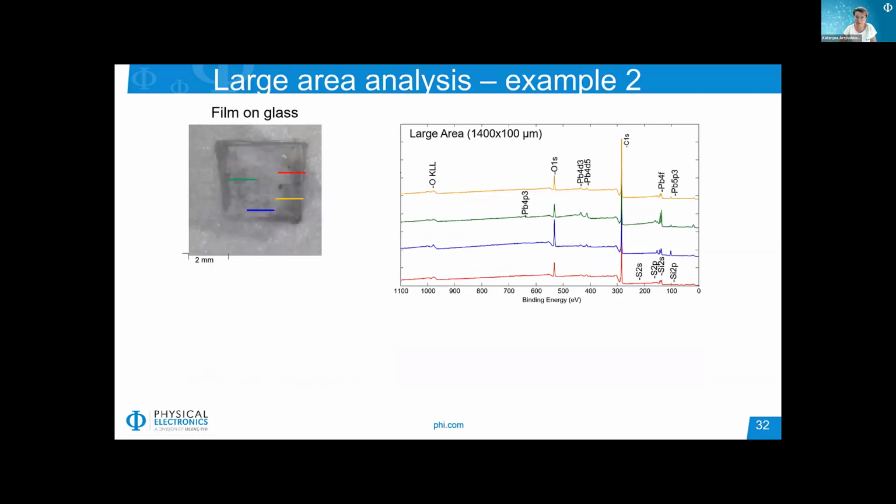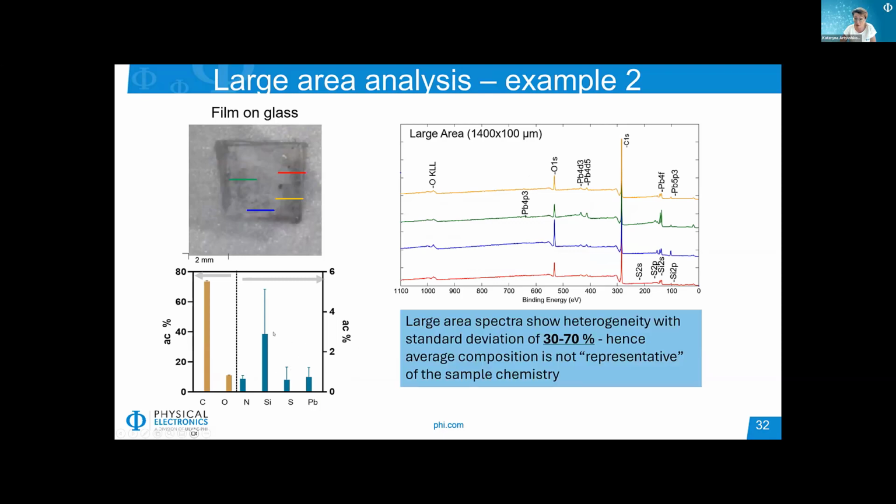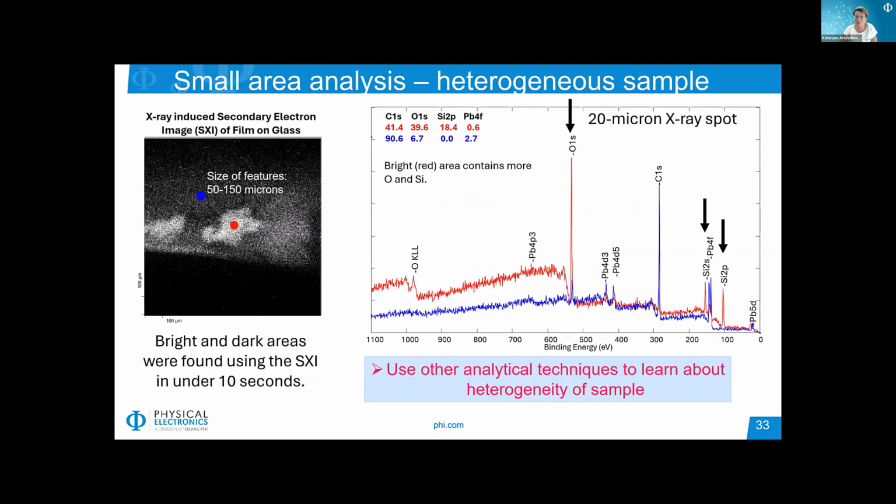Here's another example. We also have glass and we have composition. So we have carbon and oxygen and some different elements in the film. We can see that here now we have a lot of heterogeneity. The standard deviation is as large as 70%. So we now realize that probably large area spectra is not giving us the full picture. So when we now go to small area analysis, we can understand what's happening in more detail.